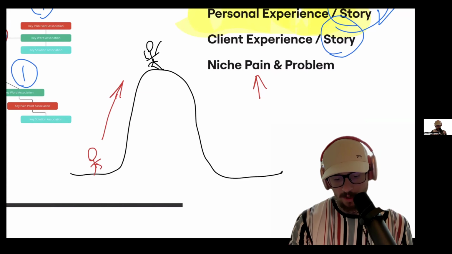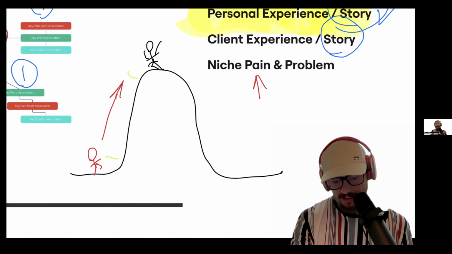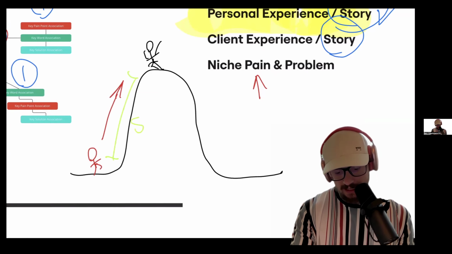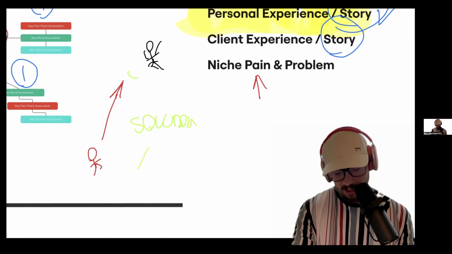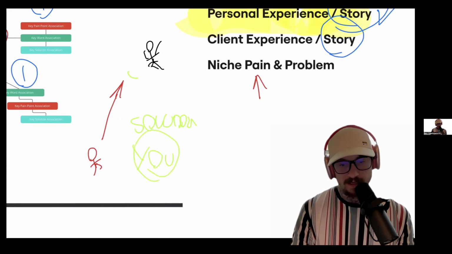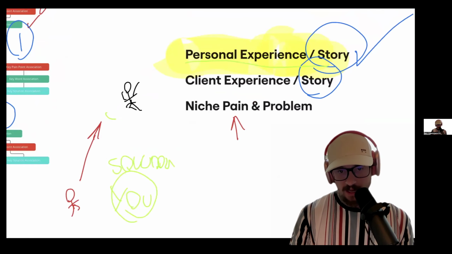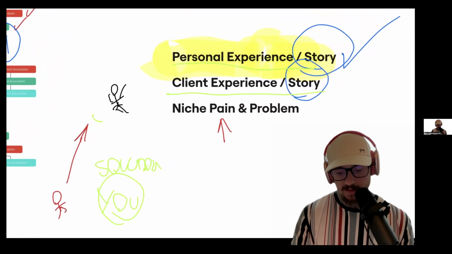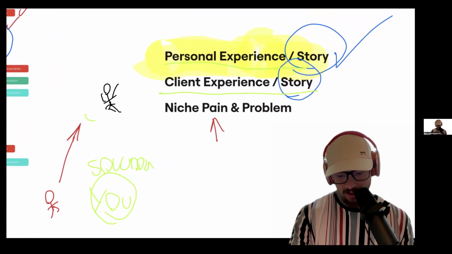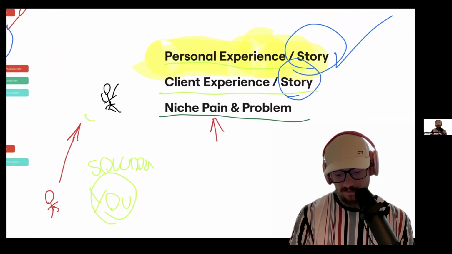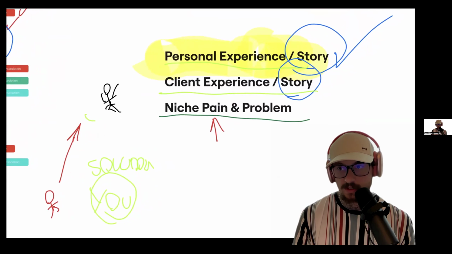And basically, all we're trying to do is create this space here, and that space there is the solution, right? And the solution is going to be you. If you work with me, you are going to get this type of result, right? I know that because I've been through this process myself. I know that because I have got a client experience and story where I can back it up, and I also can give you some easy, straightforward advice on how you can improve that situation straight away.